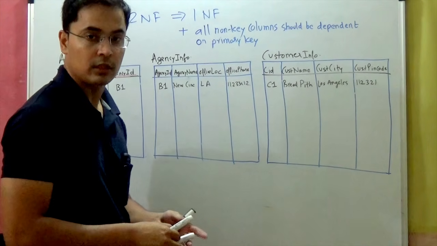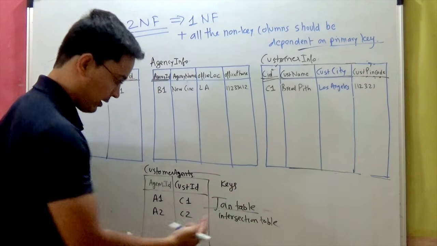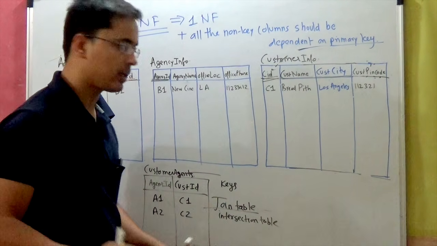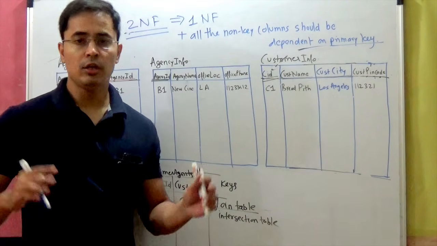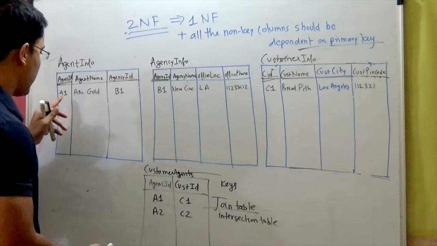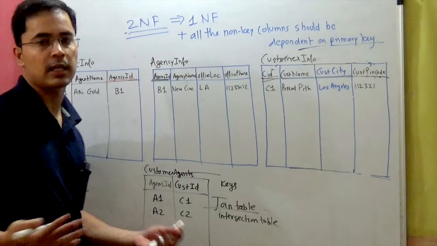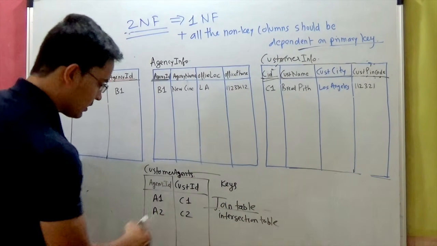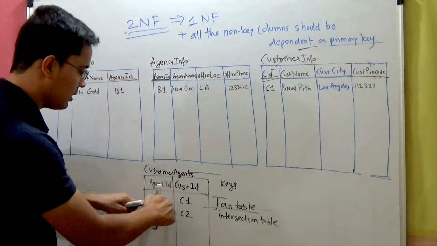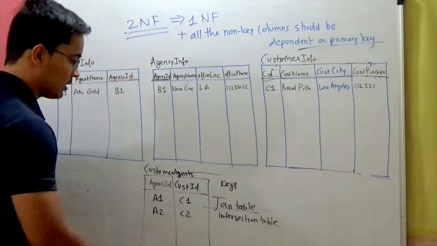So we'll create a join table. This is called a join table or intersection table. It will have just 2 columns, agent ID and customer ID, both foreign keys. Join tables are usually used to represent many-to-many relationships. Here, an agent can have many customers and a customer can be represented by many agents. So from this table, we get the information that agent A1, that is Ari Gold, is representing customer C1, that is Brad Pitt. So this is our join table.